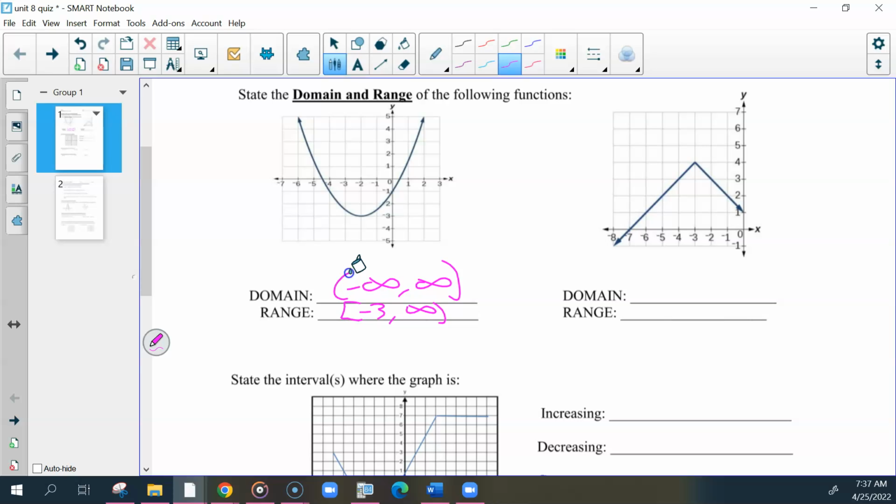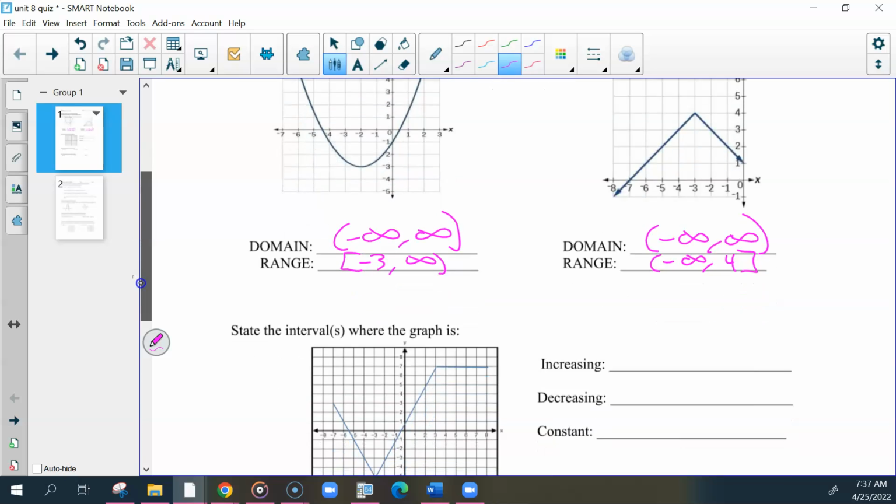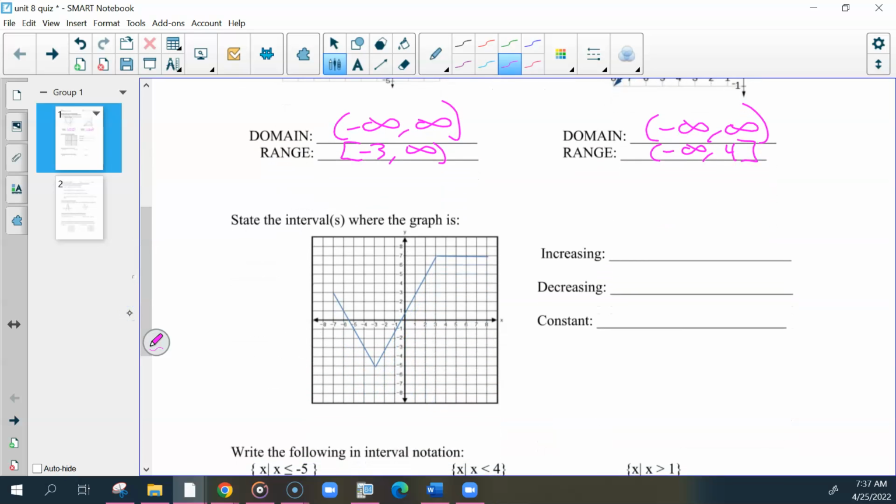Domain for this one was all real numbers. And the range for this one starts at negative infinity and goes to positive 4 with a bracket. Questions on those first two? Make sure you are fixing any mistakes that you may have or may not get.